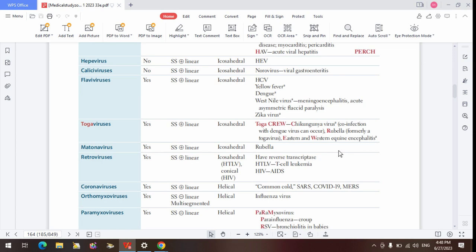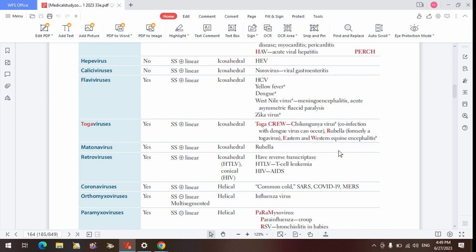Which one is posterior cervical? Anybody? CMV? It's not CMV. EBV, Epstein-Barr: nasopharyngeal carcinoma, infectious mononucleosis, Burkitt lymphoma. Exactly. So rubella is not posterior cervical; it is post-auricular, just behind the ear.